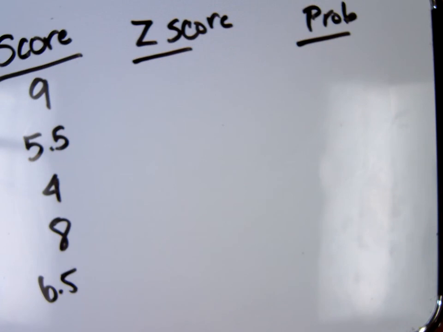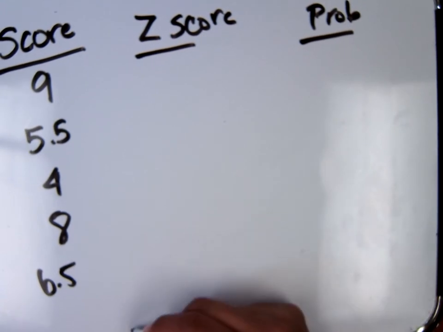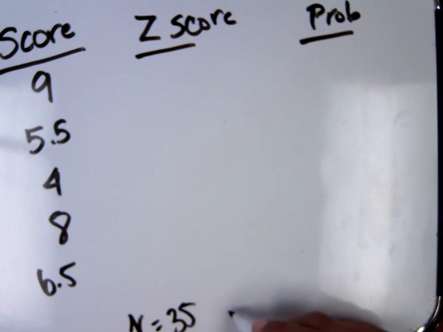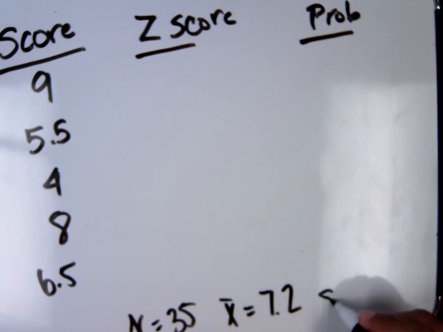For this set, we know that n is equal to 35, I believe. Yeah. It tells you that n is equal to 35. But remember, our formula didn't call for that. It also lets me know that the mean score on this test, x bar, is equal to 7.2, and that my standard deviation is equal to 1.5.